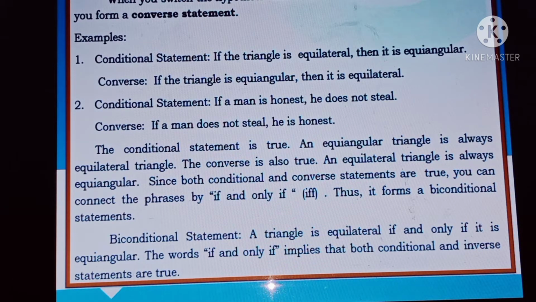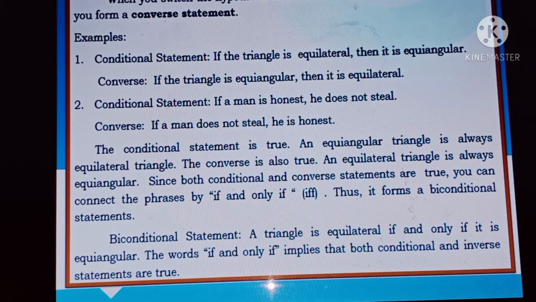Since both conditional and converse statements are true, you can connect the phrases by if and only if, IFF. Thus, it forms a biconditional statement. So, yun pala. Pag ang conditional statement mo ay true at ang converse mo ay true, automatic, ang tawag sa statement na yun, pag pinag-combine mo, ay biconditional statement.